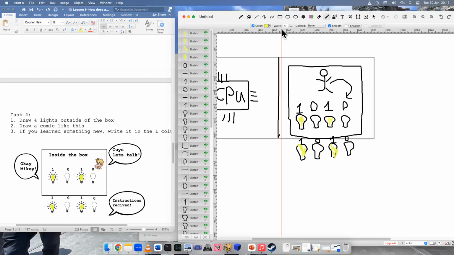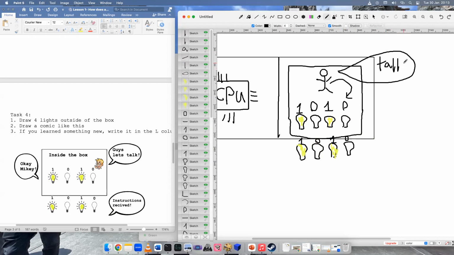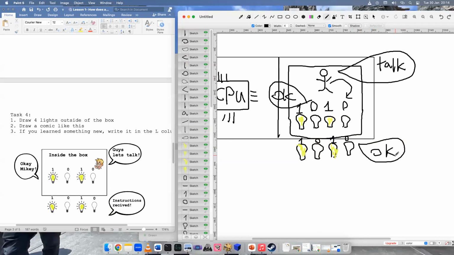And if we look at the diagram over there, we're going to add some speech. This is our little person right here, and they're going to say, hey guys, come on, talk. And the registers inside the CPU will be like, okay, we're on and we're off. So then the registers outside the CPU will recognize that, and they will say, all right, instructions received.